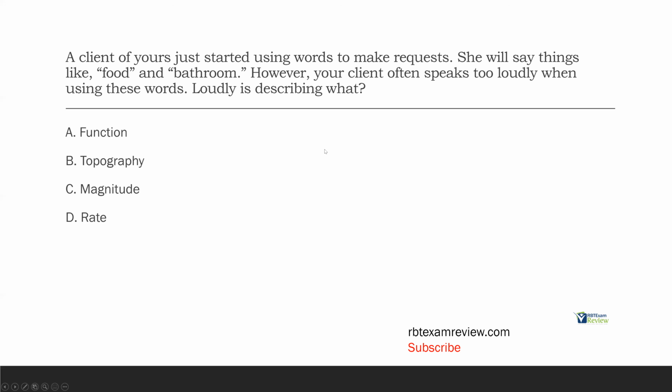What about topography? Topography is how the behavior looks. So saying food is kind of like topography, right? Loudly does not describe how the behavior looks. It describes the intensity of the behavior. Loudly, softly, big, small, all these things are describing intensity, okay? And when we talk about intensity, specifically loudly and softly, we're talking about magnitude. This is the magnitude of the behavior.